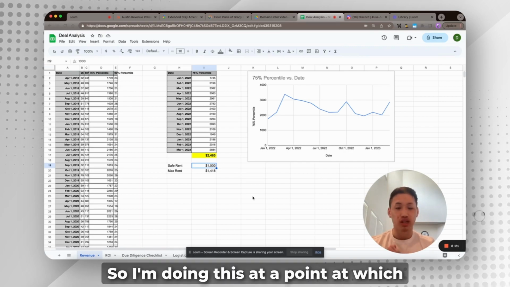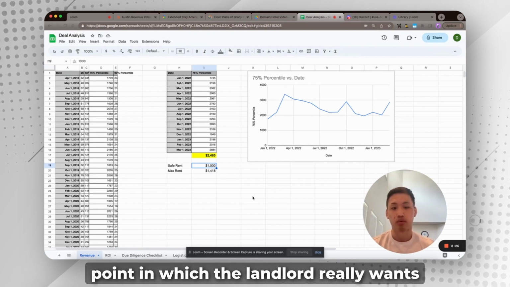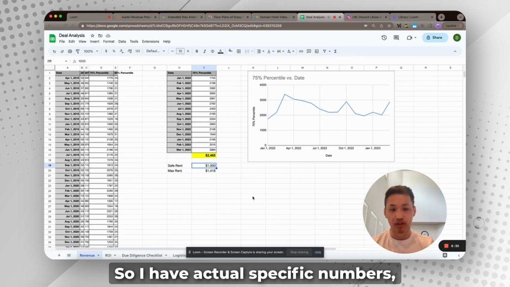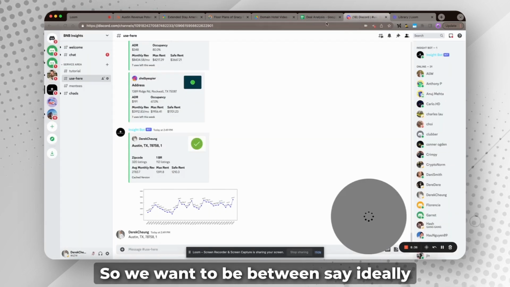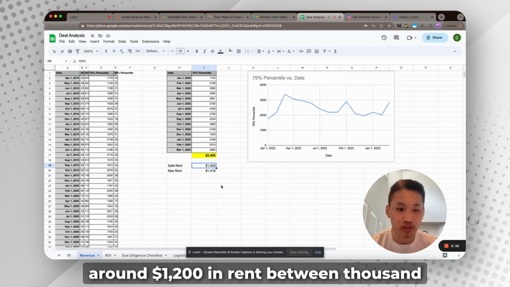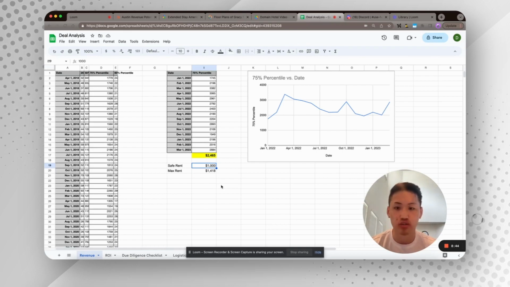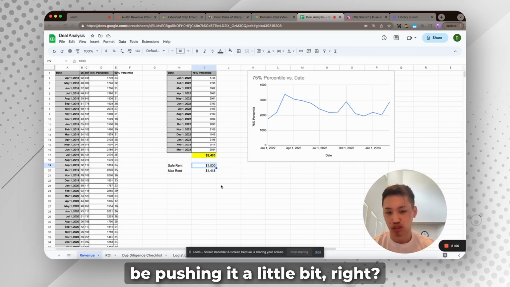Okay. So I'm doing this at a point at which this was actually an inbound lead, a hotel conversion, but I'm doing this at a point in which the landlord really wants to work with me, and I want to see if I want to take the deal. So I have actual specific numbers, specific rents to plug in to see if it'll work, right? So we want to be ideally around $1,200 in rent. Between $1,000 to $1,400 would be a good amount. Around $1,200, $1,300. I will show you guys the rent, but if it's around 14 to 15, I'll be pushing it a little bit, right?